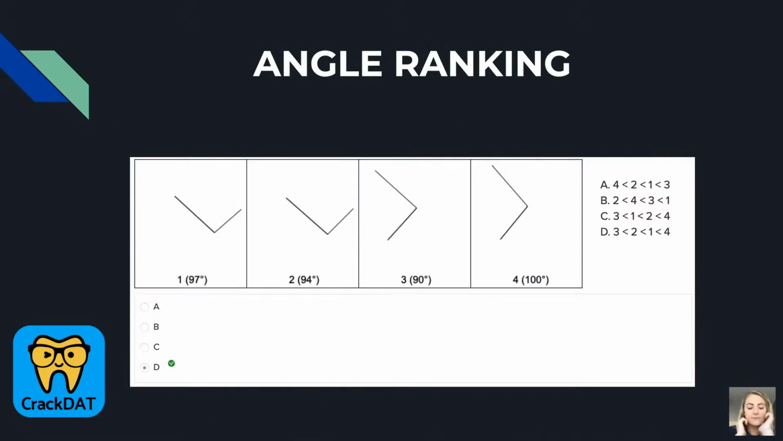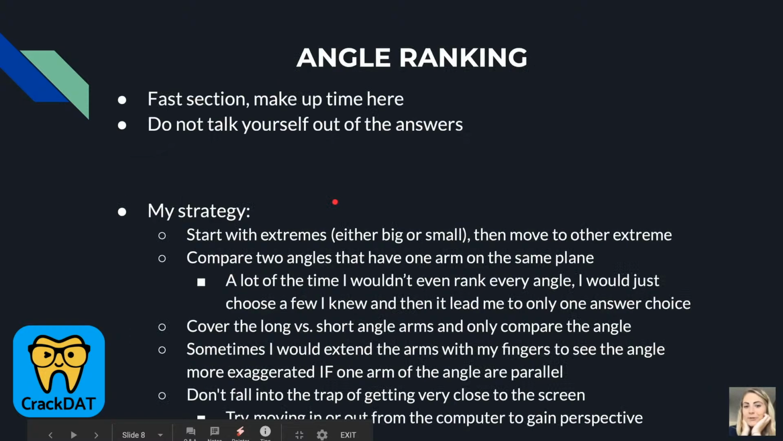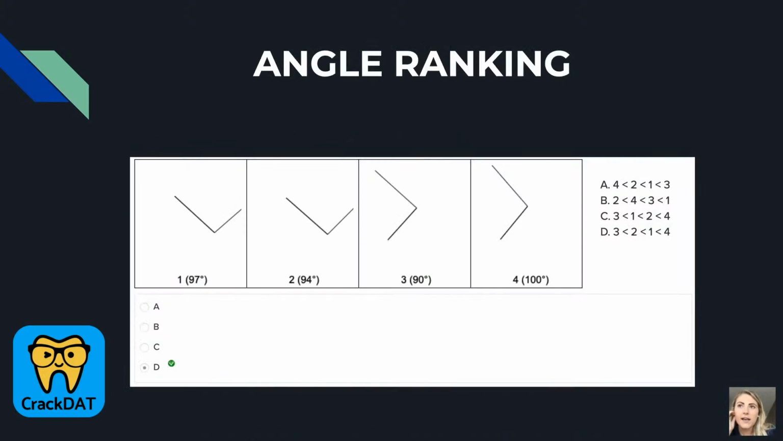So what I mean by that is start with extremes. Well, let me go to this one. Compare two angles that have one arm on the same plane. A lot of the time I wouldn't even rank every angle. I would just choose a few I knew, and that led me to the only one answer choice. Then cover the long versus short arms and only compare the angle.